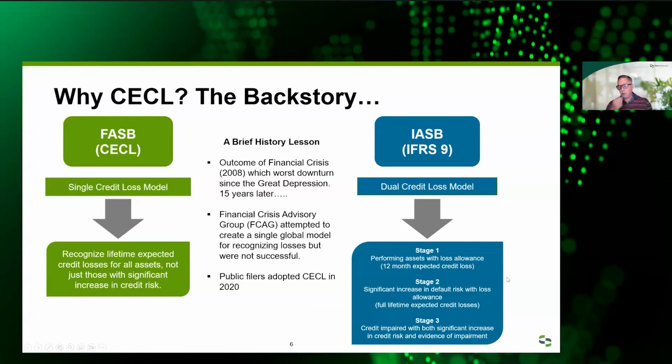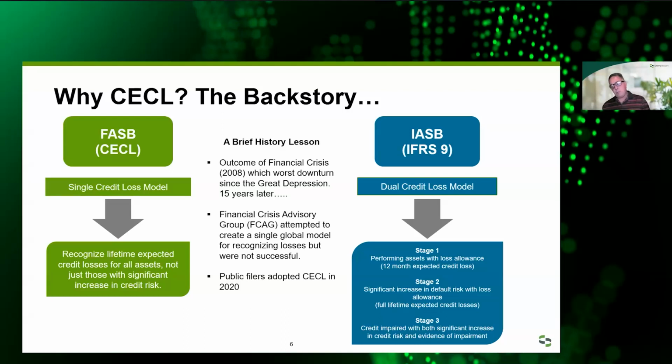So first, I want to talk about an overview for 326, and I always like to start with setting the table around what the standard entails, how it differs from IFRS, and what the backdrop was. I'm not sure how many folks on the call were around in 2008. Obviously, that was some time ago, but as the outcome of the financial crisis in 2008, a group called the FCAG, the Financial Crisis Advisory Group, was formed, and their remit really was to create a single global model around credit losses. As with most things, IFRS and GAAP, that didn't happen, and today we've got two separate models.